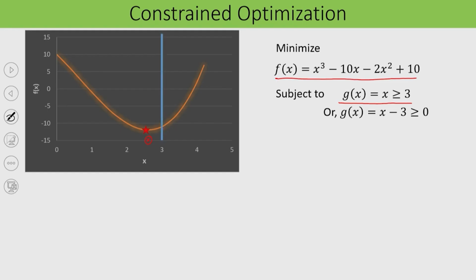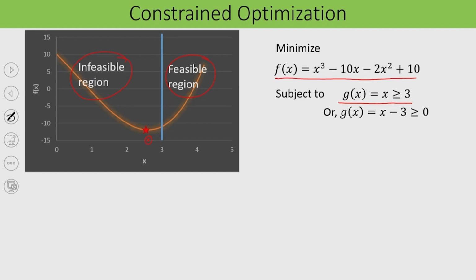If I plot the line x equal to 3, this line divides the solution space into two regions. One is the feasible region, where the constraint function is satisfied, that is, x greater than 3. The other, x less than 3, is the infeasible region. In the infeasible region the constraint function is not satisfied.